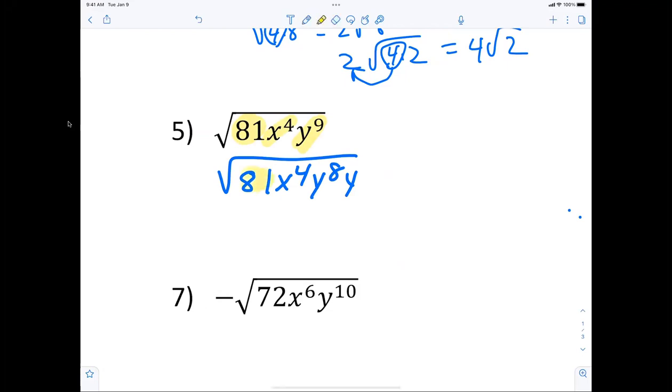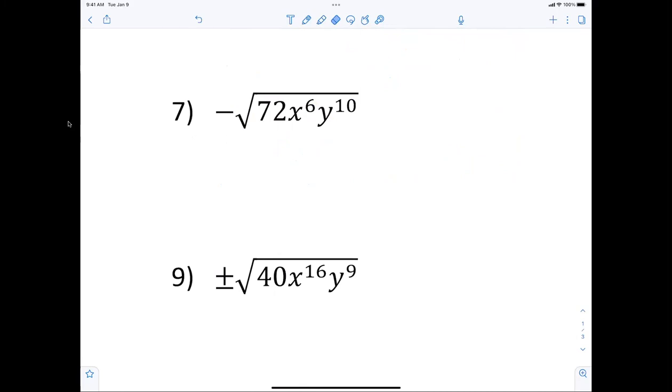What now is the square root of 81? 9. What's the square root of x to the fourth? X squared. What's the square root of y to the eighth? Y to the fourth. And radical y is left behind. Anybody have any questions with that? All right, here we go.